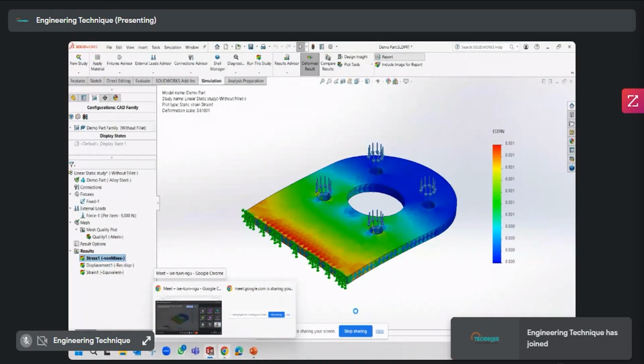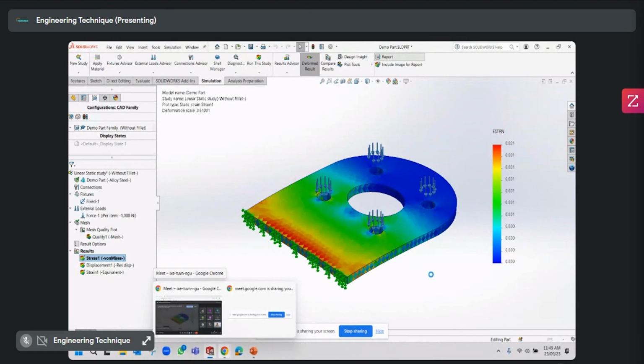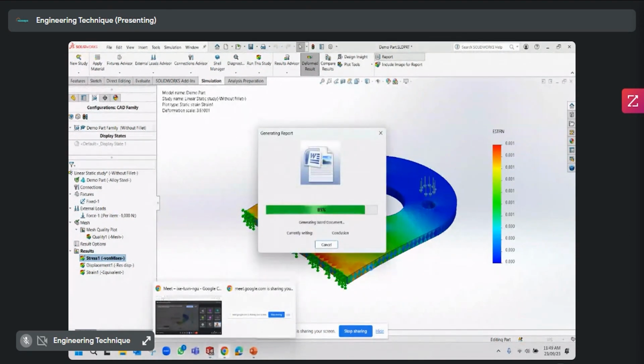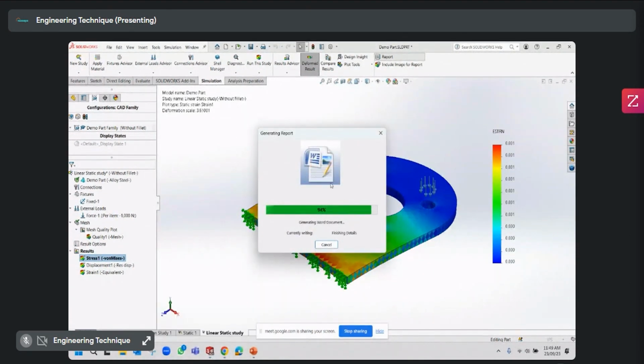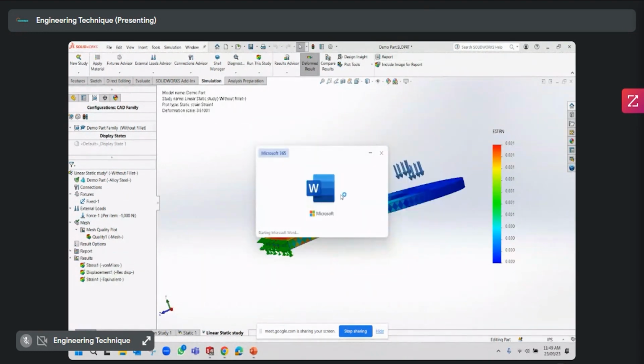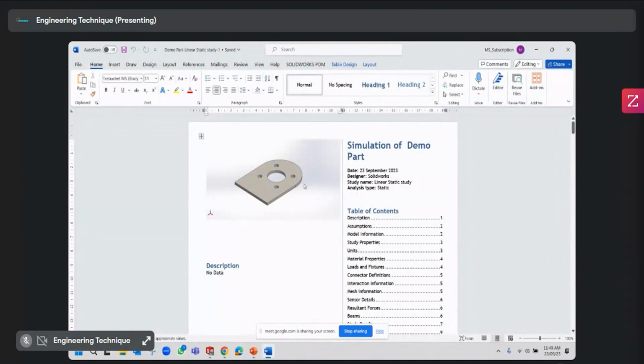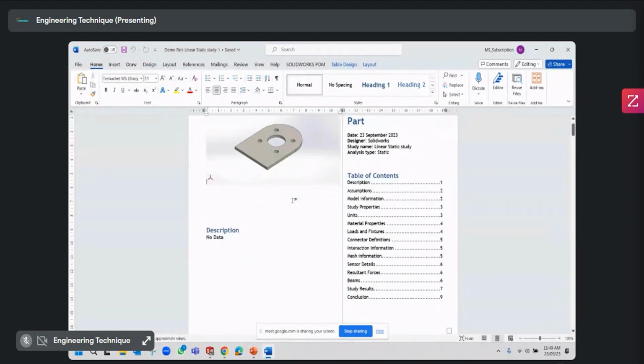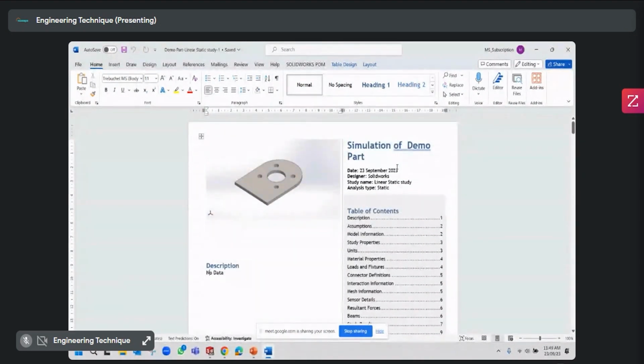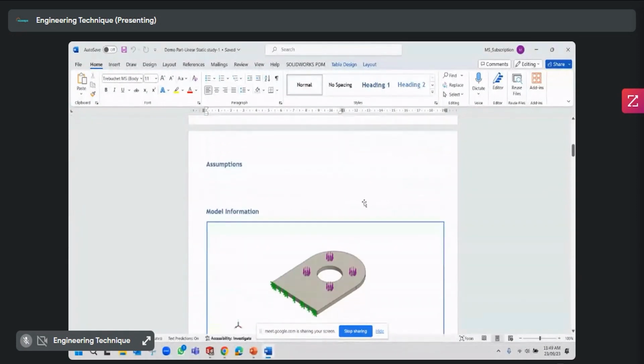Okay, the report has been created. You can see here it is generating right now. And this is the document part. You can edit it by just clicking this. Okay, here is the total report that has been created.